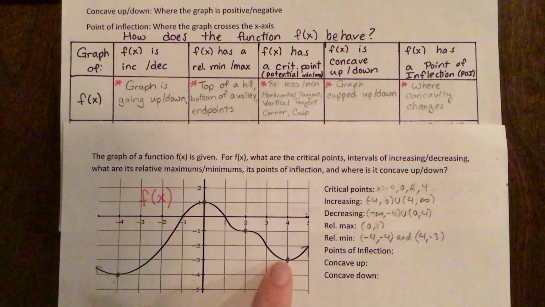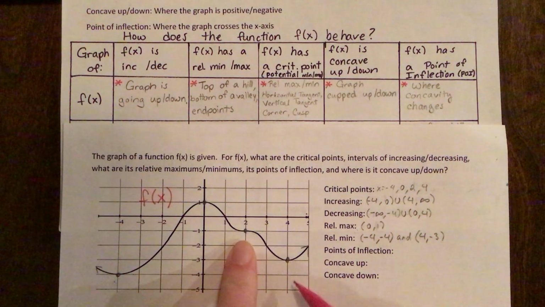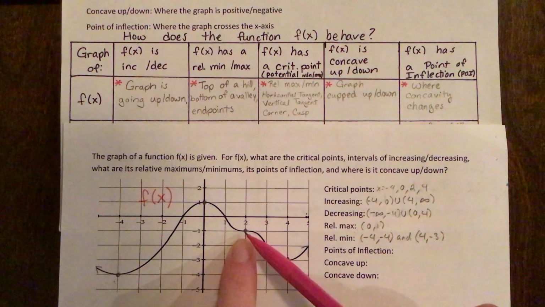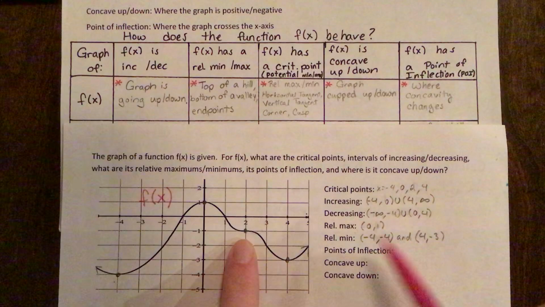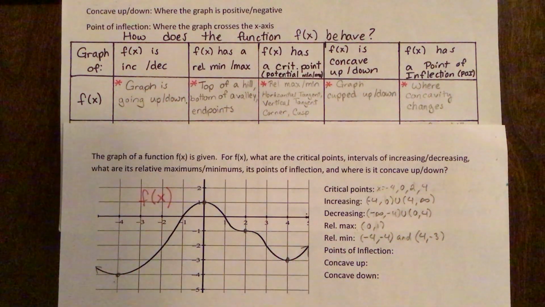And that's it. Our 2 was not a min or a max because we are decreasing and still decreasing. We don't switch from decreasing to increasing. That would be a minimum, or switch from increasing to decreasing would be a maximum.